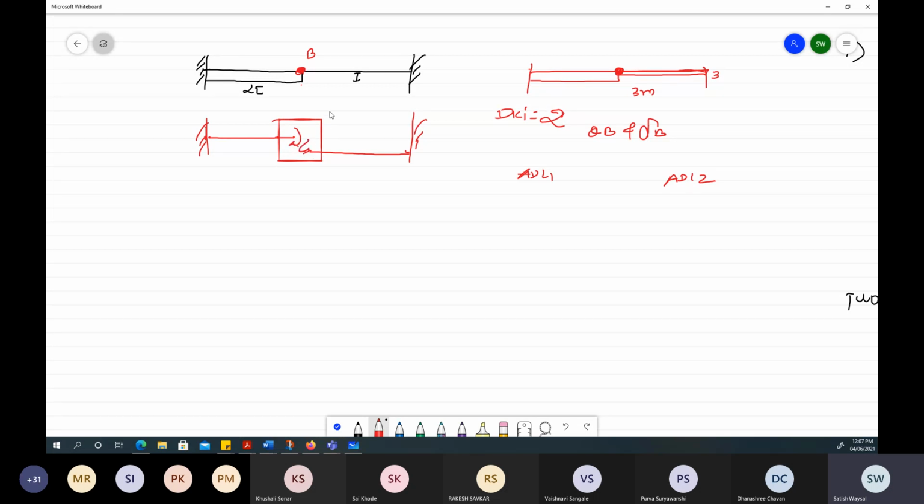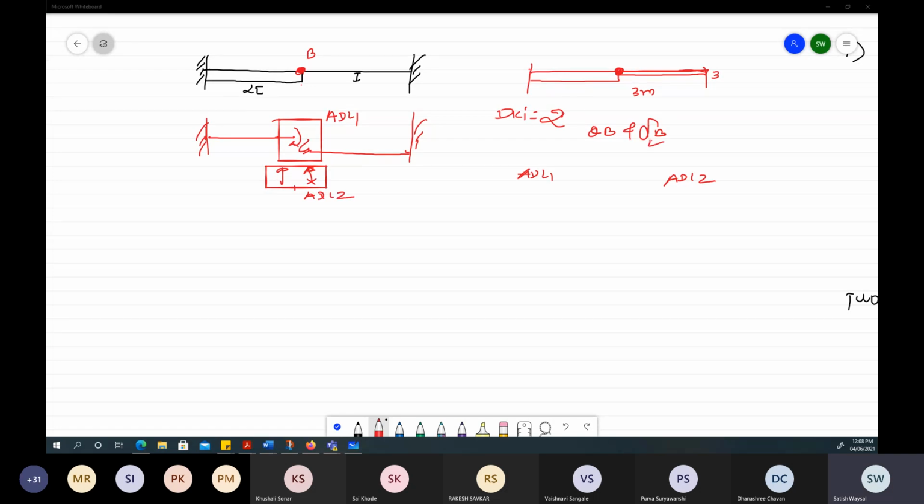This movement is because of this ADL, and now you find out the reaction on both the sides, depending on the direction of this. Here ADL1 will be calculated in this way and ADL2 is this.